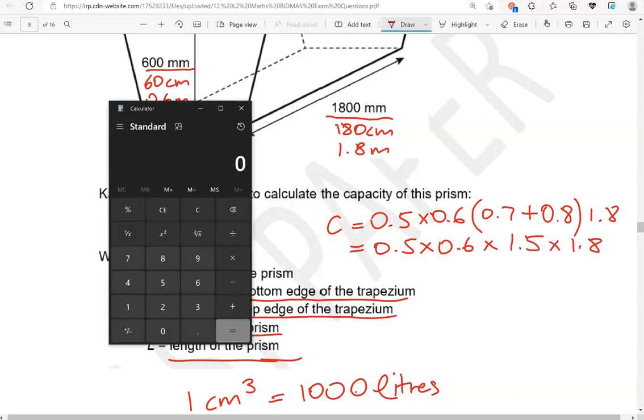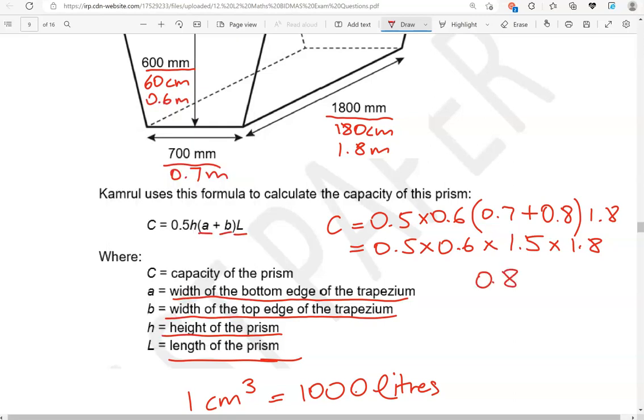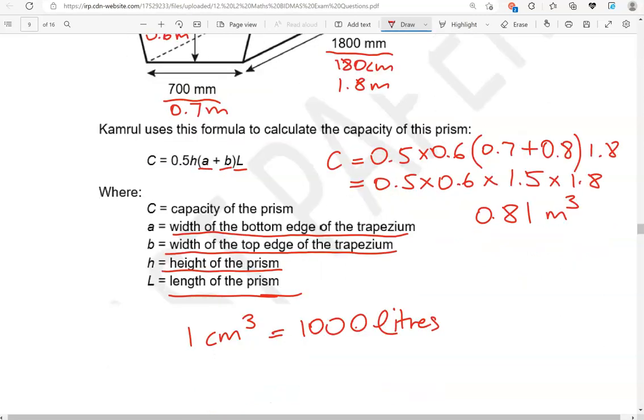So using the calculator, we do 0.5 times 0.6 times 1.5 times 1.8, that gives us 0.81. And that is cubic meters.